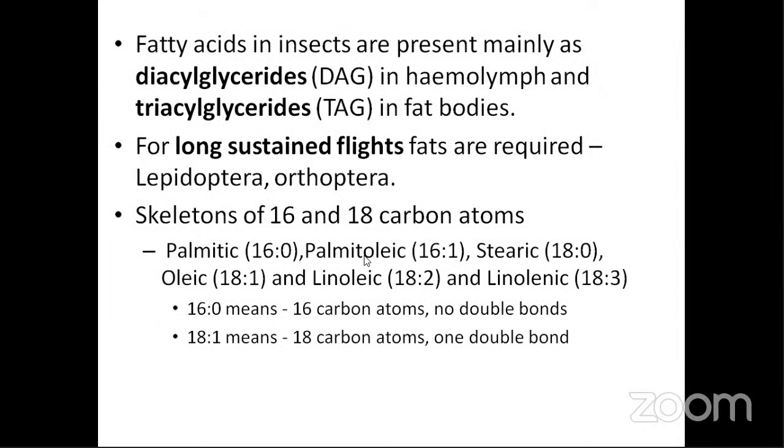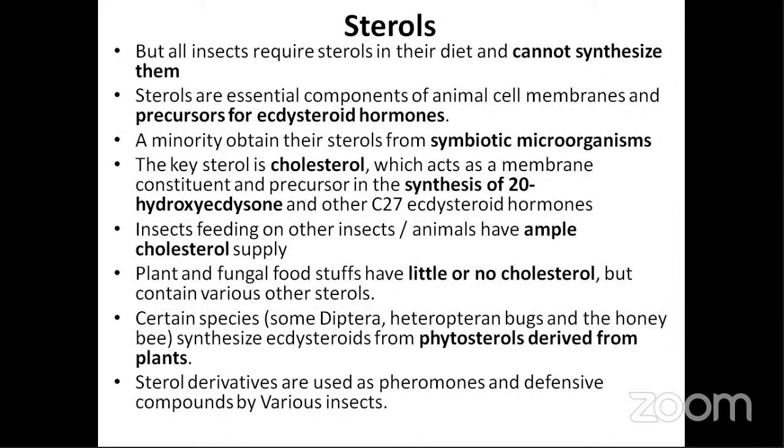These are what I have shown. The skeletons are nothing but how many carbon atoms are present. The fatty acids are classified as palmitic, palmitoleic, stearic, oleic. These things are not required. And a very important thing in insect nutrition is sterol. Why? Because sterol cannot be synthesized by the insect body. Sterols are an essential component of animal cell membranes, and they specifically act as a precursor for steroid hormone synthesis. You may know the requirement of ecdysone, which acts as a molting hormone.